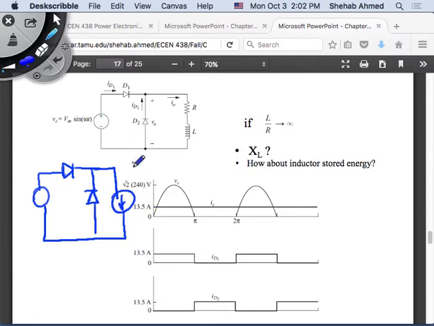So this is the case where L over R is infinite. And if this is a current source, I always have to provide this current. If the voltage is positive, I provide it through this diode. If the voltage is negative, the freewheeling diode picks up. Right? Yes? No?